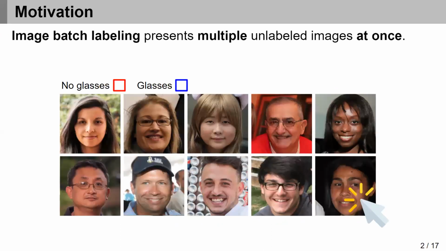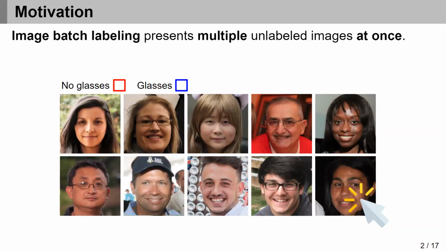As image-based deep learning applications have been widely studied, image batch labeling has also been actively explored in the HCI community. Batch labeling presents multiple unlabeled data at once, as you can see in the figure. This enables annotators to label more images with fewer interaction steps.